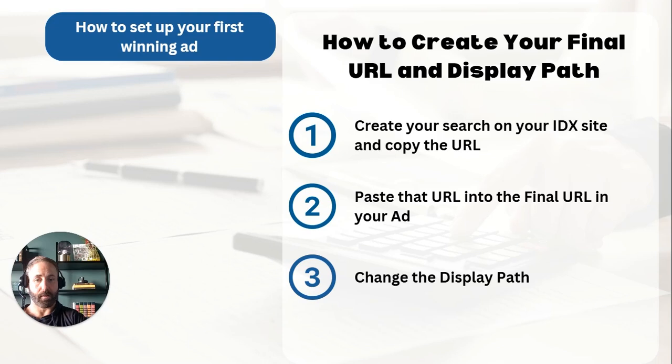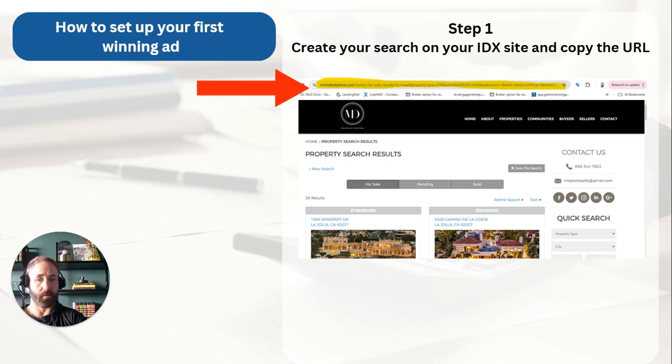So I'll show you what that actually means, but you're going to create your search on your IDX site and then paste that into the URL in your ad and then change the display path. So let's just take a look at what that would be. So you would go to your website where you have your searches and you go to your filters. And if you're doing homes for sale in La Jolla, you would just make sure that it's only selected houses that are currently for sale in that location.